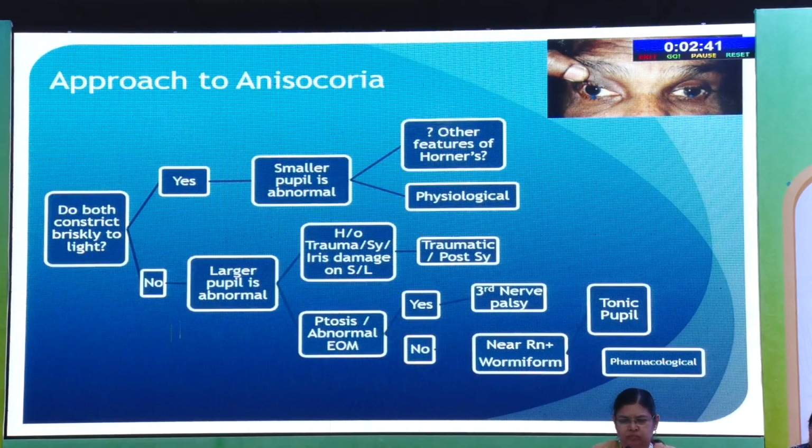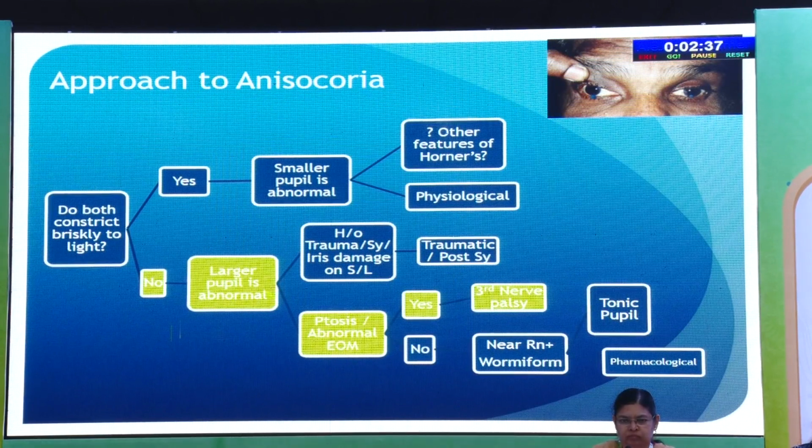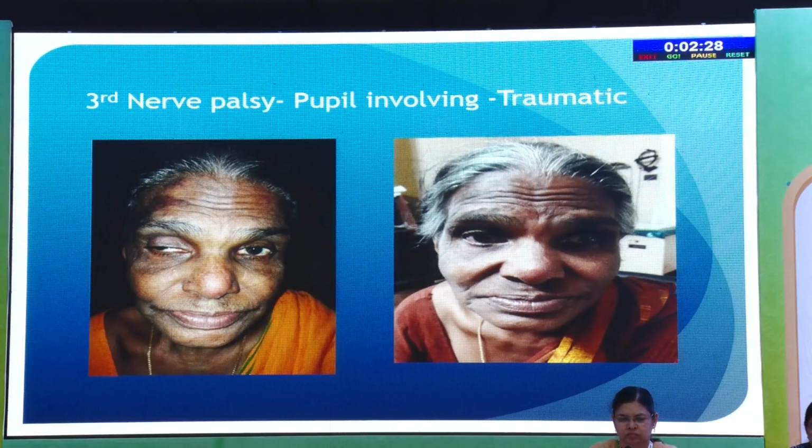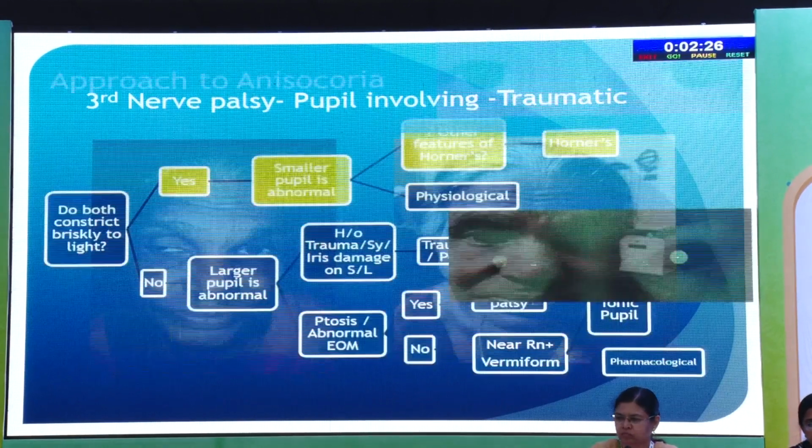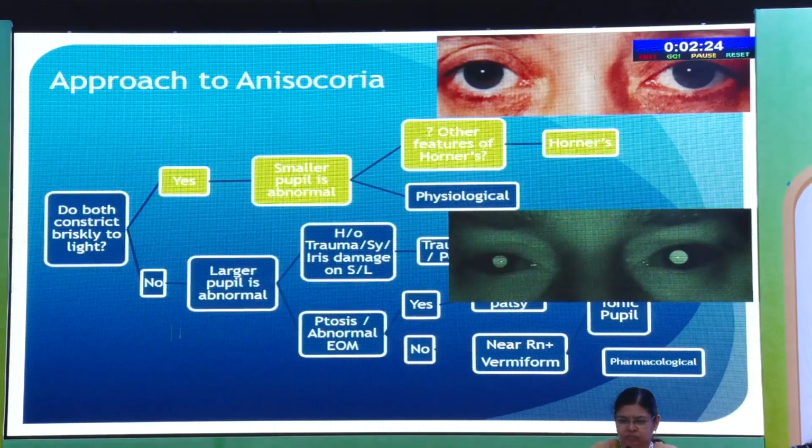Again, you go by the same algorithm. You can see the poor reaction, the larger pupil is the abnormal one, but she had associated features: ptosis and abnormal extraocular movements. Yes, that was the third nerve palsy, and fortunately she recovered. Going on to the small pupil, if the reactions are normal, then you think that the smaller one is the abnormal one, and look for the other features.